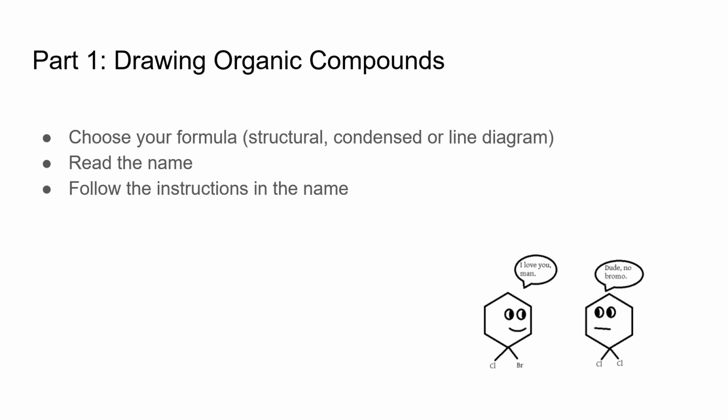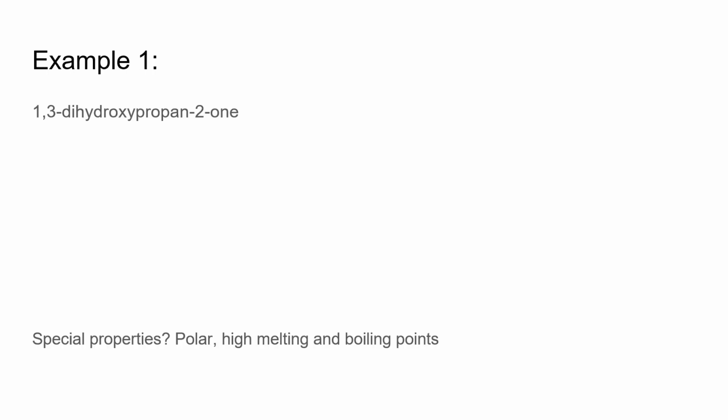Okay, now let's take a look at our first example. So in this example, we are given 1,3-dihydroxypropan-2-one. So referring to our first step, choosing the formula, in this case I decide to use the line diagram to represent this name.